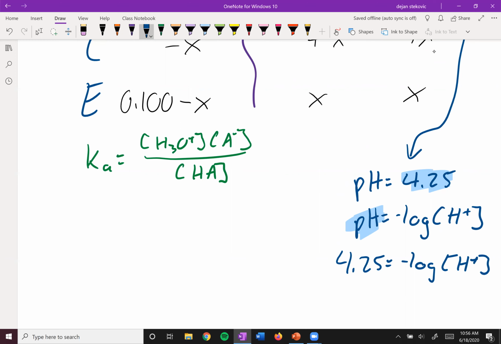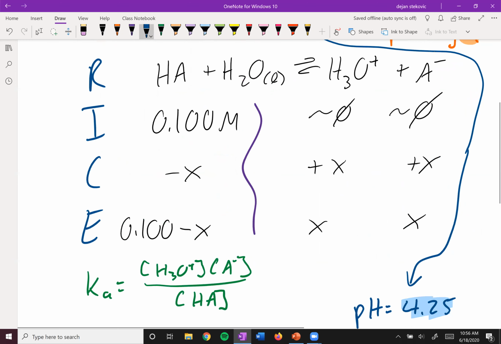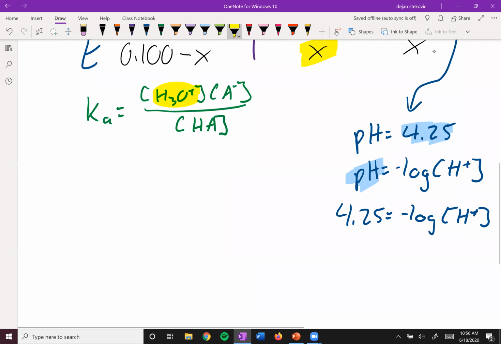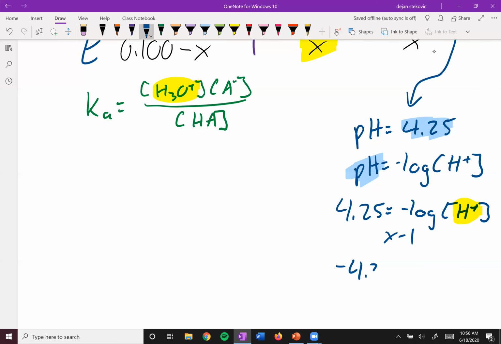equals negative log of H plus. And so we want to solve for the concentration of H plus because that's what we're eventually going to want, right? Here's the concentration of H plus. We know it's equal to x, so then we can figure out x, and then we can figure out Ka. So we need to solve for this concentration of H plus. So the first thing we're going to do is multiply by negative 1 to get rid of this negative. So negative 4.25 is equal to the log of the concentration of H plus.